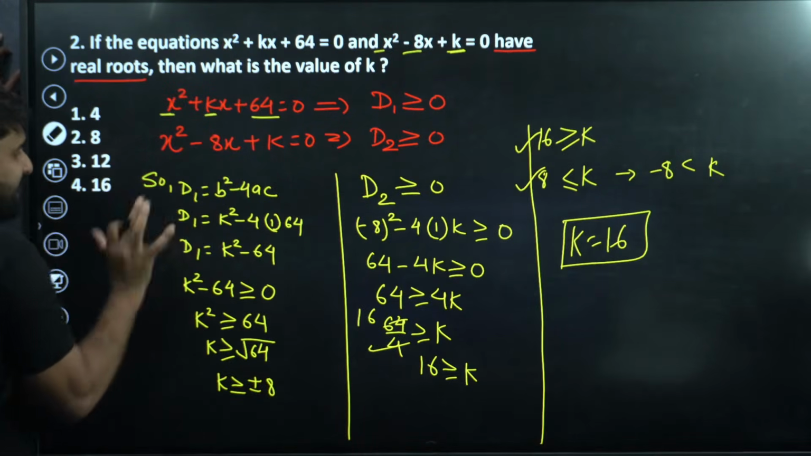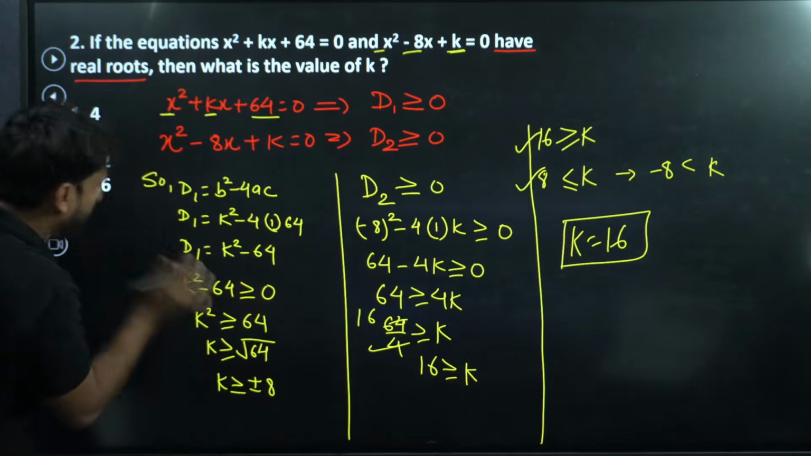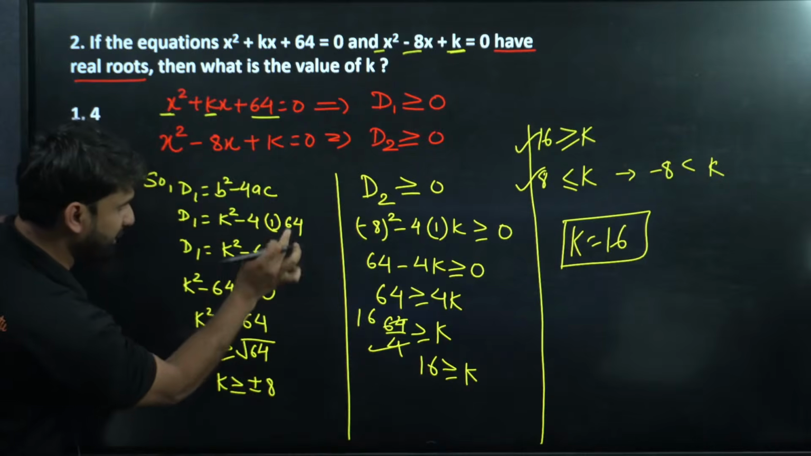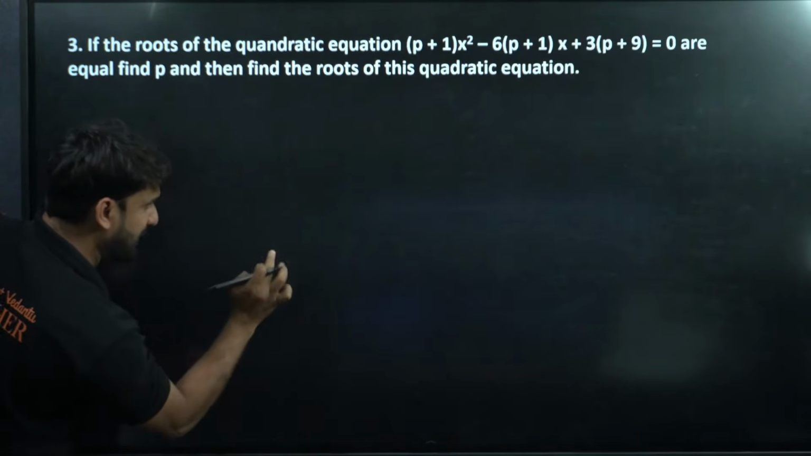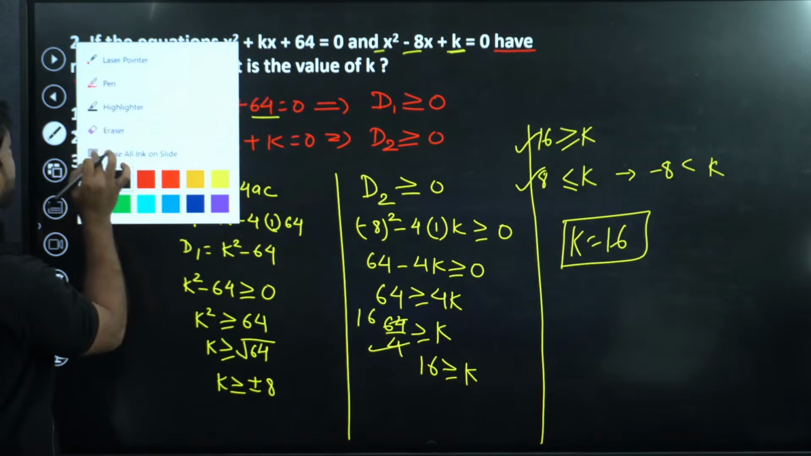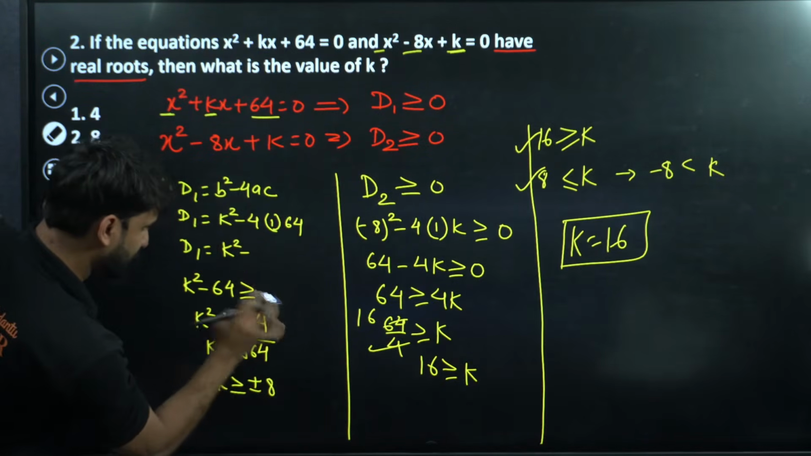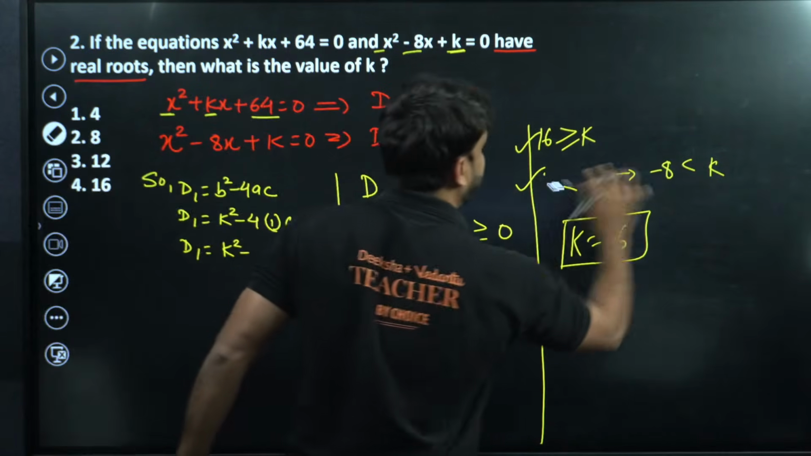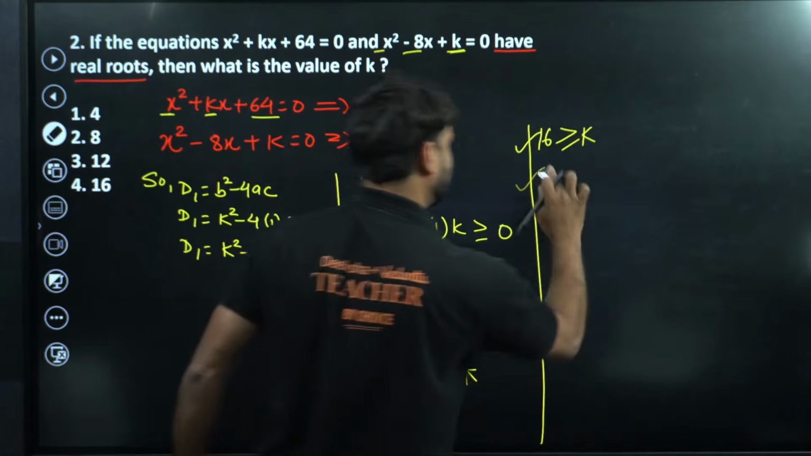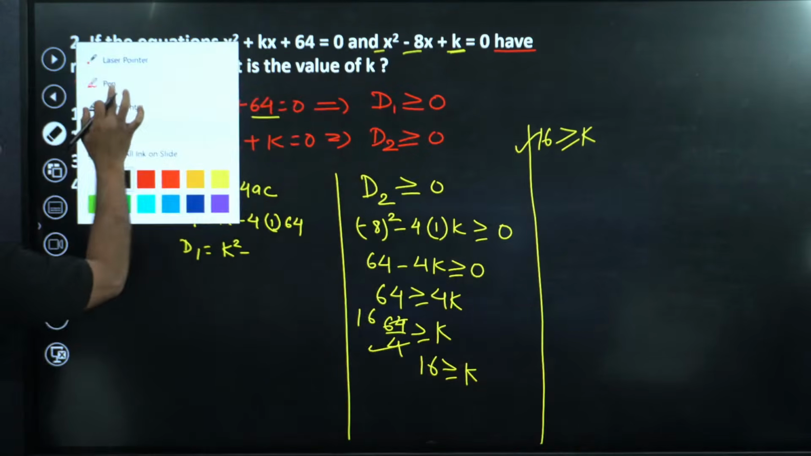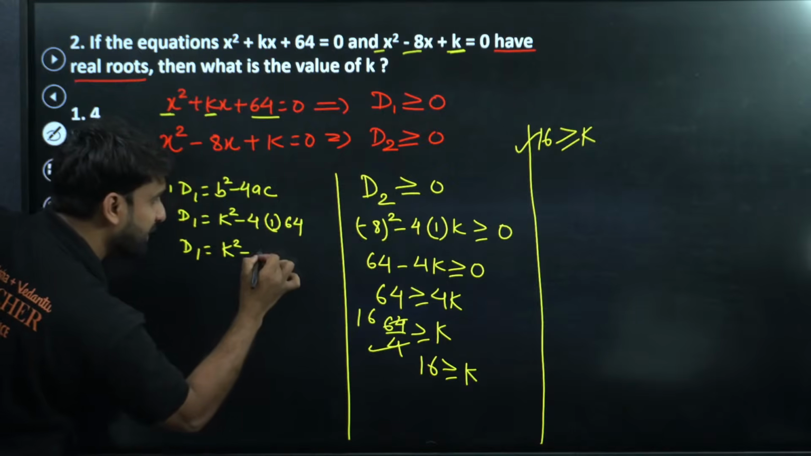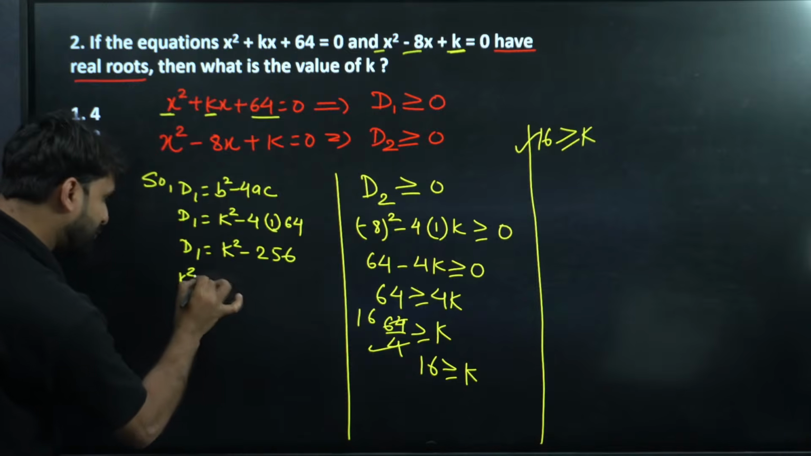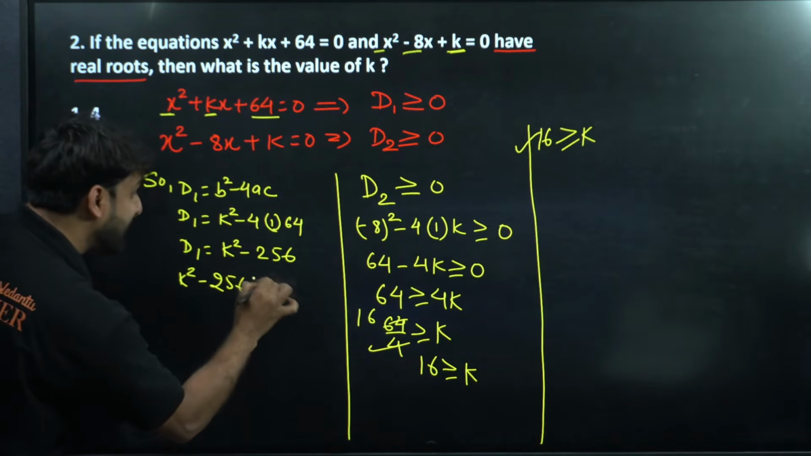that you should understand is that we have just made a small mistake here, and the mistake is very silly. Let me show you here. This is 4ac. So if you multiply this 64 into 4, I know this is the reason why you guys are a little bit confused. So leave this answer for a little while. Look here, this is 4 into 64, which is equal to 256, right? So k square minus 256 is greater than or equal to 0.